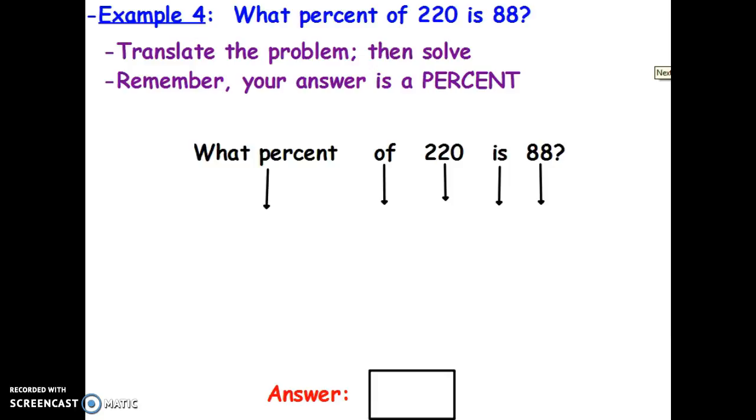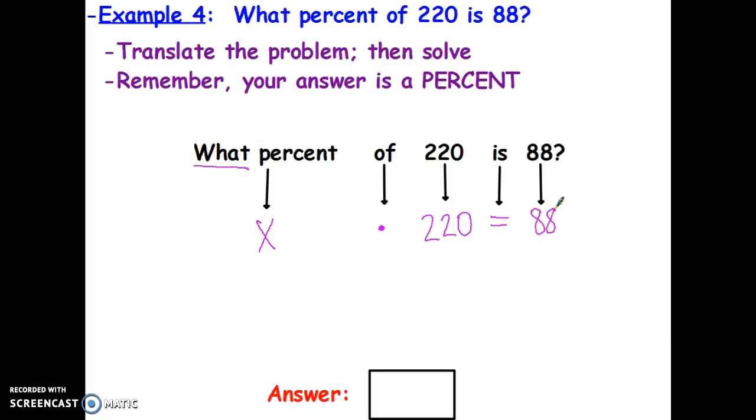Alright, now we're going to fully translate the problem and then solve. We're looking for a percent. What percent? The word "what" lets us know that's where we're going to have a variable. We don't know what that is. So what percent? We'll say x. "Of," remember, "of" means to multiply. 220. "Is," now when we're translating, "is" is like where an equal sign goes. So "is" means equals, and that's 88. So what percent of 220 is 88? We've now translated it, and we see this is just a one-step equation.